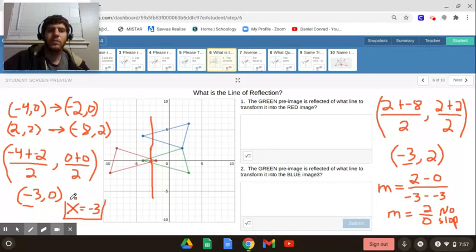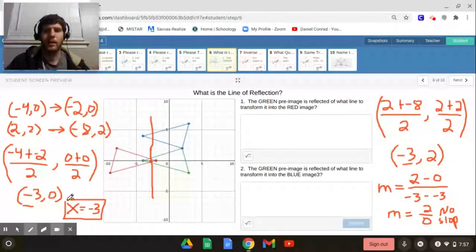But these ones you should be able to figure out visually. You shouldn't have to do all that extra math. You shouldn't have to do the midpoint. You shouldn't have to do the slope. You should be able to solve it visually.